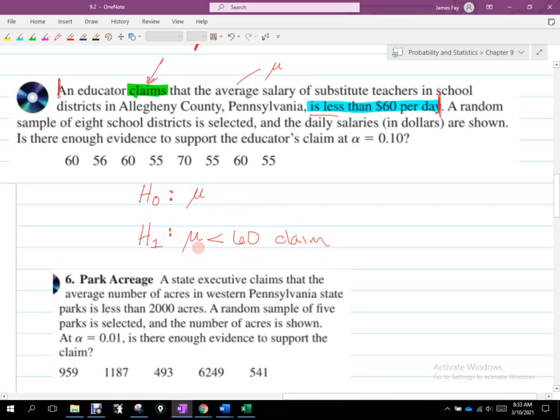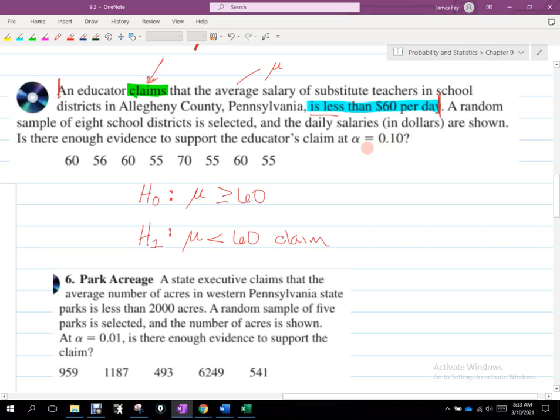Once you identify that, sometimes it'll be this one that you identify, sometimes it'll be the other, but the problem is only going to generate one hypothesis. You then have to understand the relationship between the two hypotheses. They are what to one another? Complements. So what's the complement of less than 60? Greater than or equal to 60. And all the other stuff in this problem is what we'll get into later today, mostly tomorrow, and next week: what we do with those values.